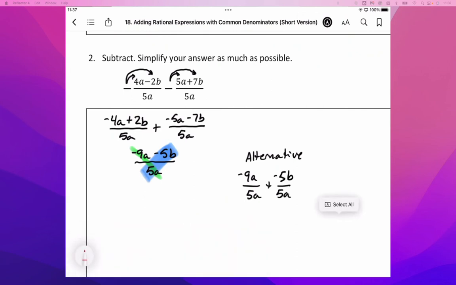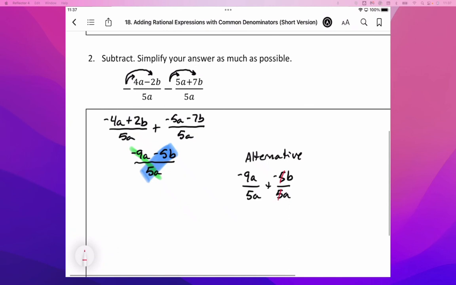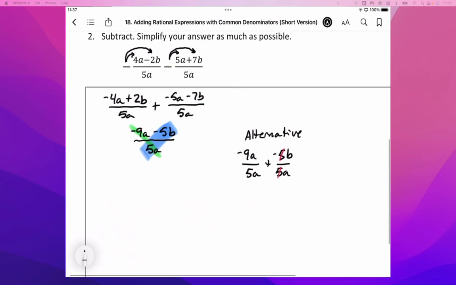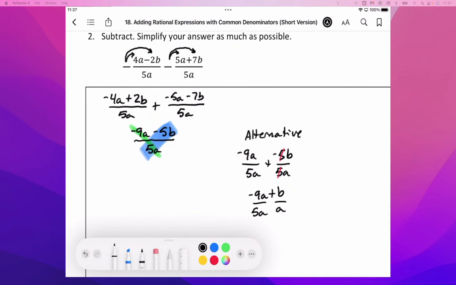And then what you could notice is that these 5's would cancel, and you would be left with something that looks like negative 9a plus b, and this is over 5a, and this is just over a. I wouldn't necessarily recommend that you go this route with the alternative piece here, but it is something that you could do if you were trying to do something for some reason. But again, not something that I would do. I would go ahead and stop with what we've got there on the left.